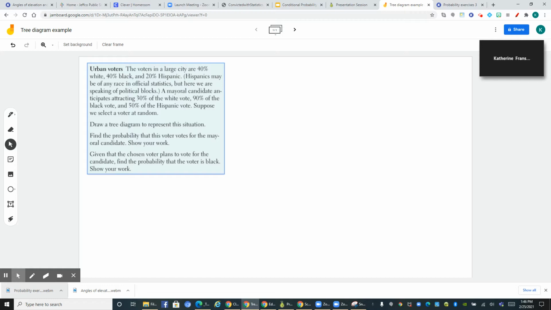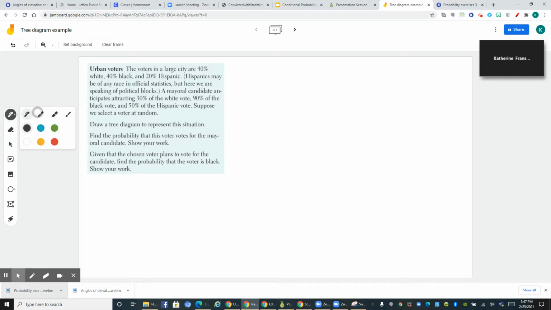A mayoral candidate anticipates attracting 30% of the white vote, 90% of the black vote, and 50% of the Hispanic vote. Suppose we select a voter at random. Okay, so we're going to draw a tree diagram to represent this situation.